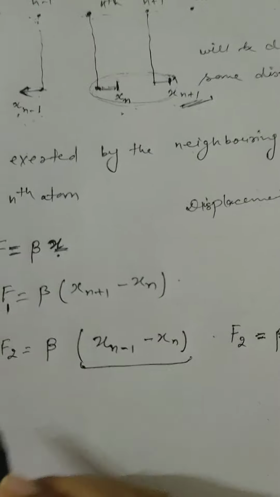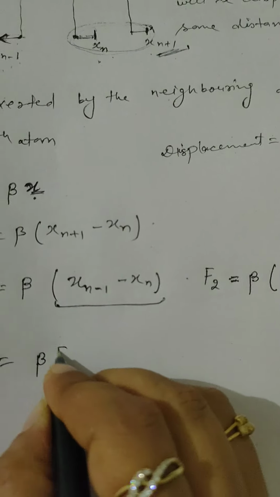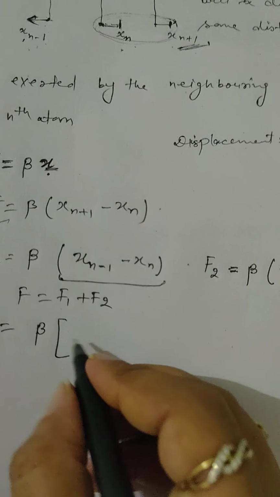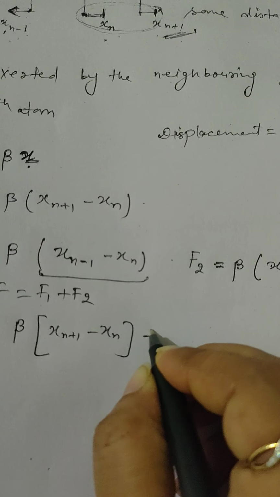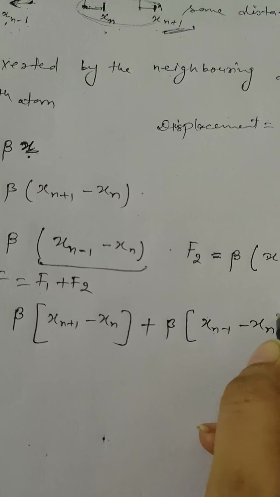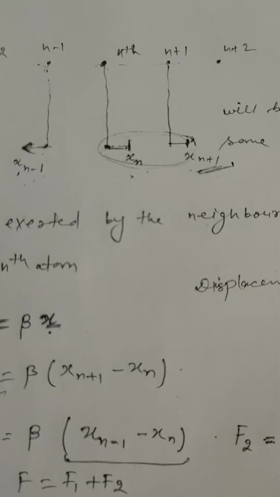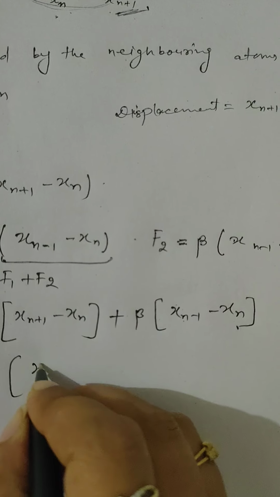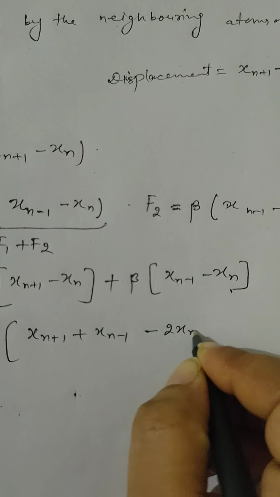So total force is F is equal to F1 plus F2. F is equal to beta xn plus 1 minus xn plus beta xn minus 1 minus xn. So F will be equal to beta xn plus 1 plus xn minus 1 minus 2xn.